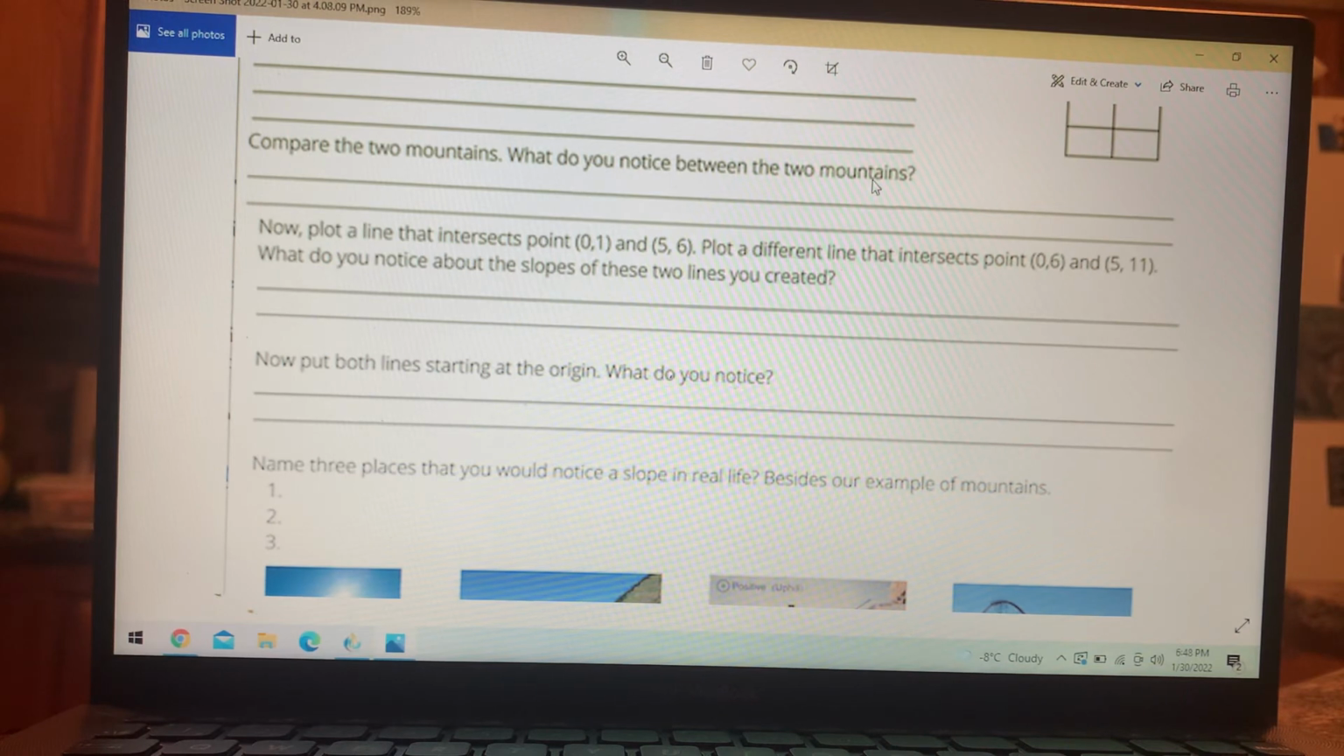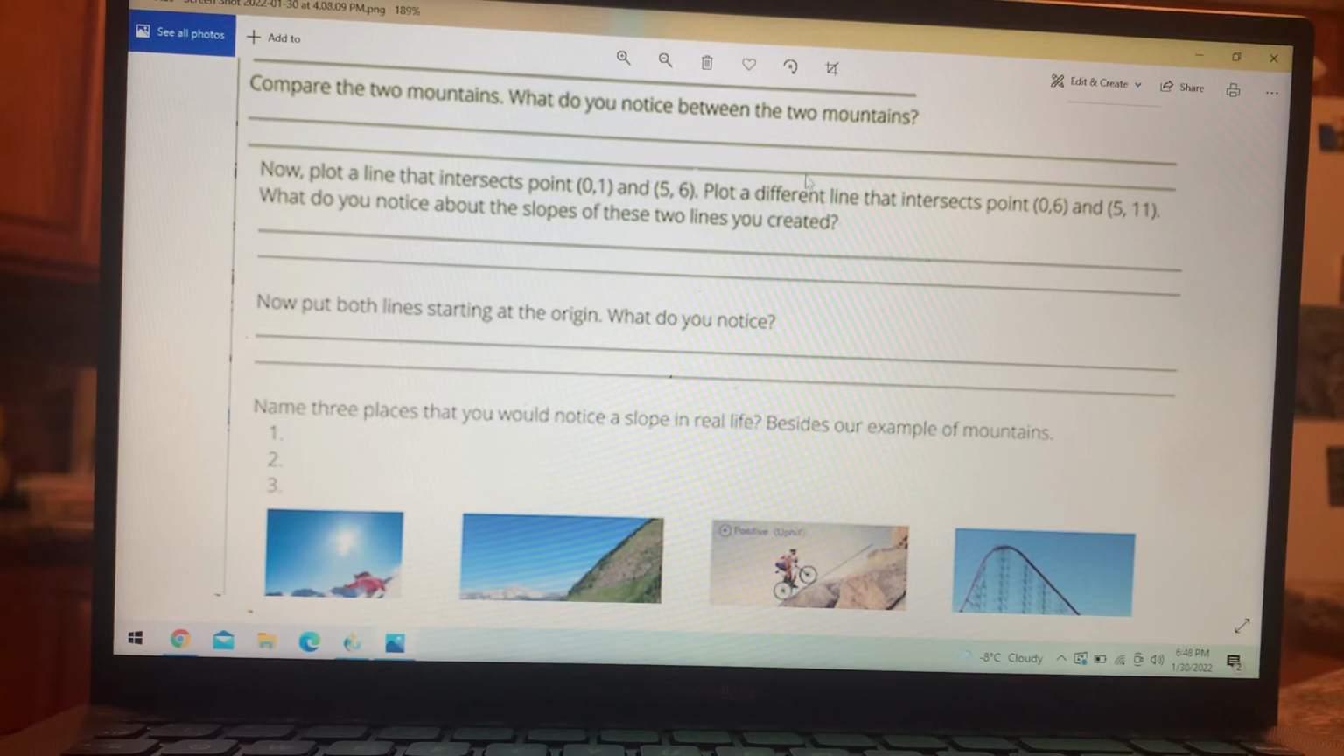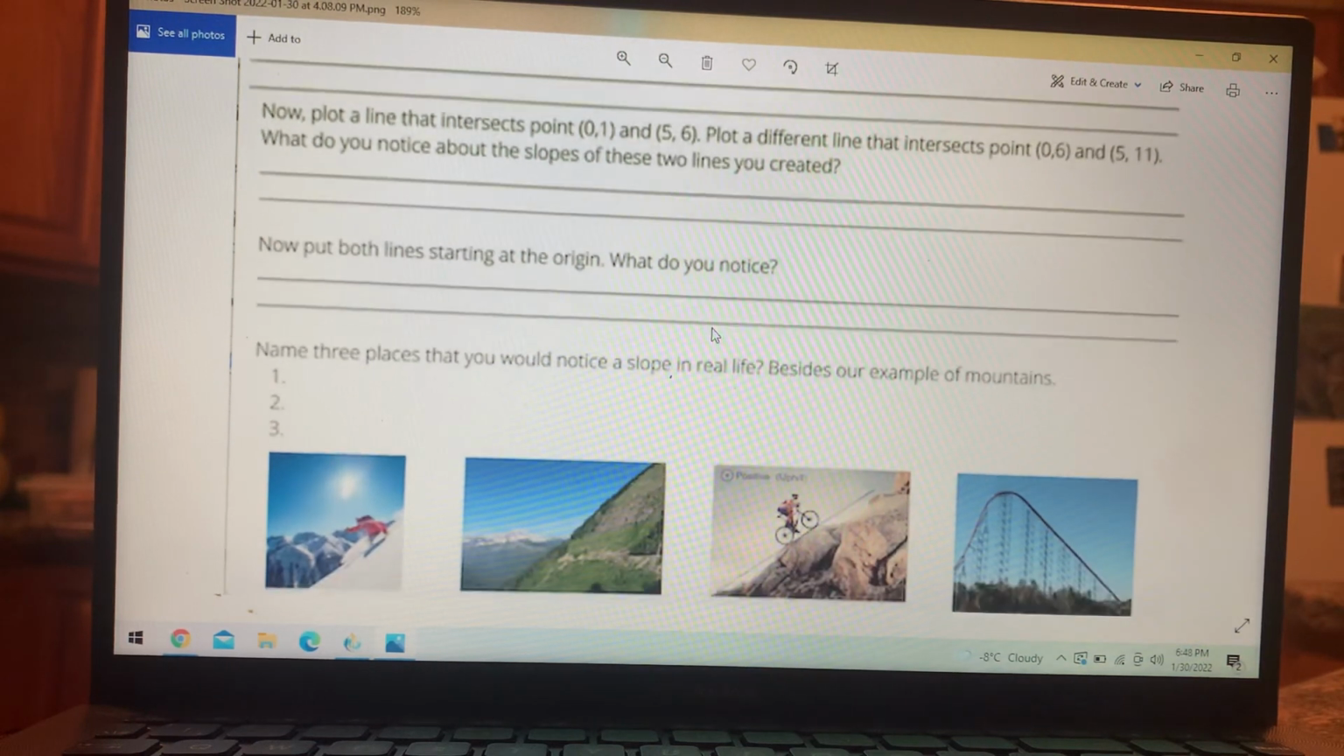So what do you notice between the two mountains? So they might talk about the steepness of the mountain. They might talk about how fast someone would ski down the hill. There's different thinking processes to answer this question.